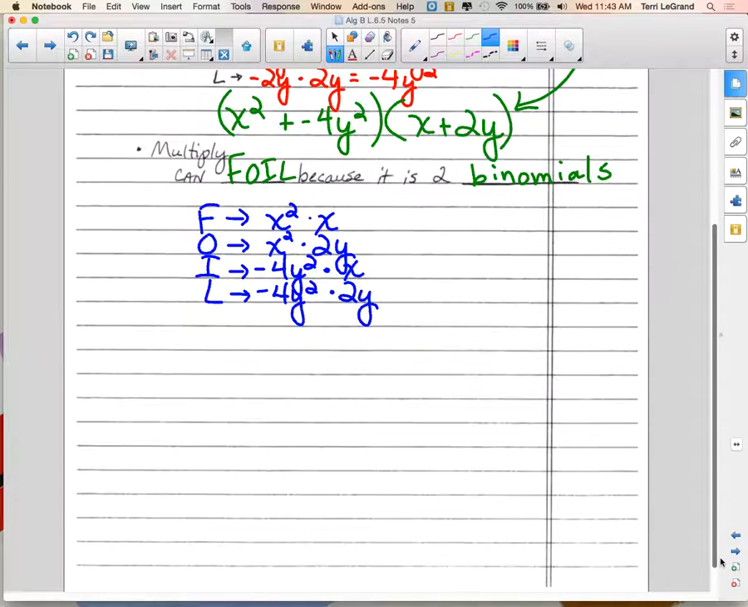It's a little trickier when there's two variables involved, doesn't it? You have to be really careful.